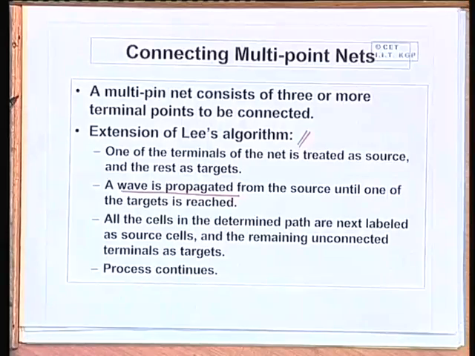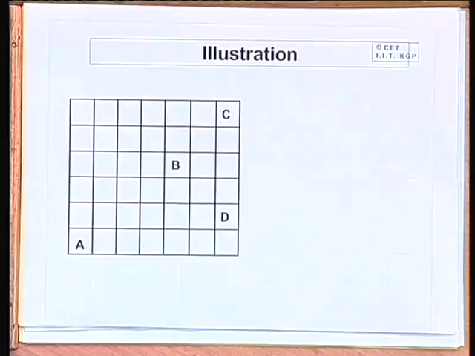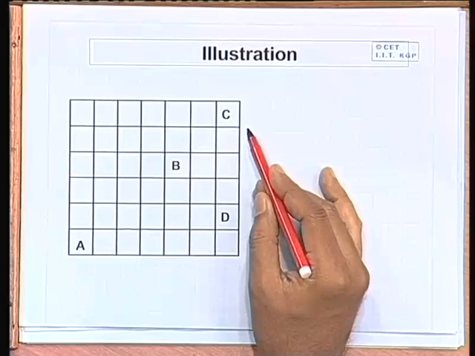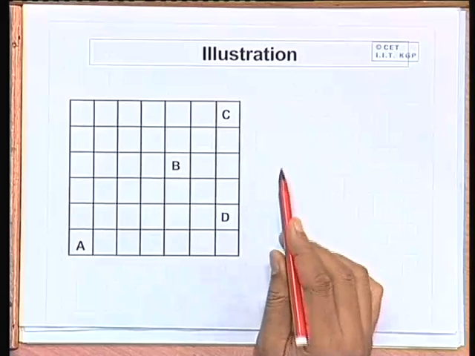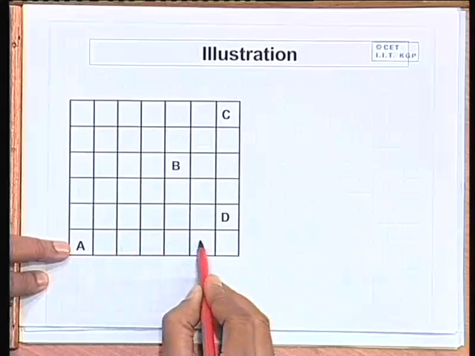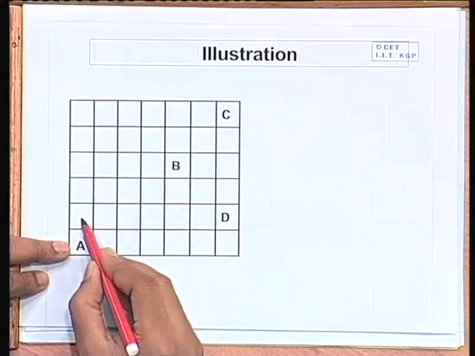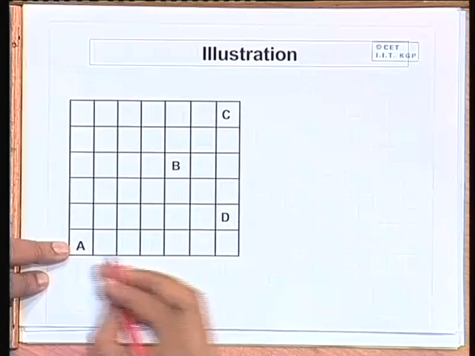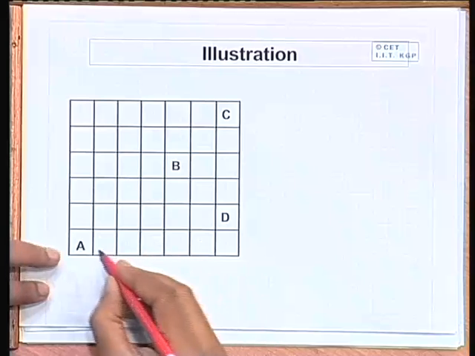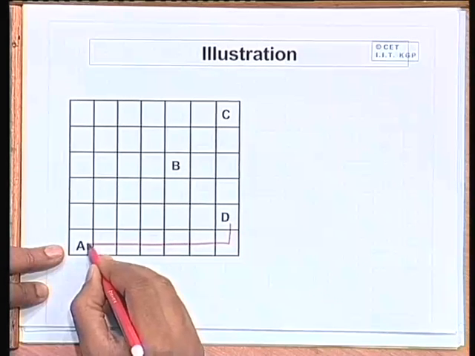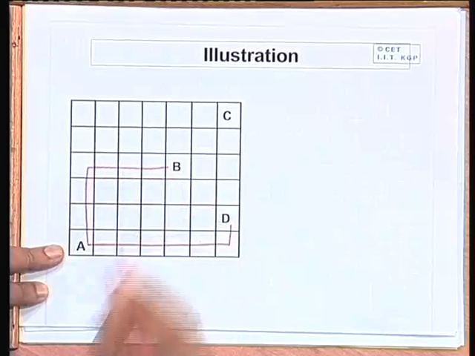I have a small example to show you. Suppose I have a scenario like this, A, B, C and D, they all belong to the same net, and they all will have to be connected. Incidentally A and D are at a distance of 1, 2, 3, 4, 5, 6, 7, B is also at the same distance 1, 2, 3, 4, 5, 6, 7. So in the first step itself, when you apply Lee's, you will possibly find a path like this and also find a path like this.